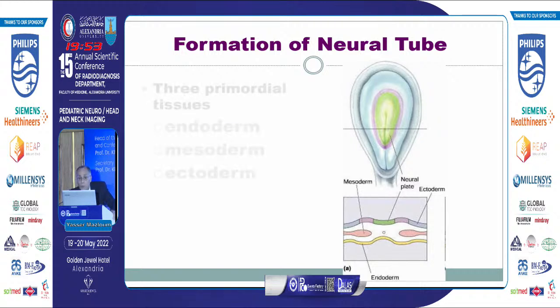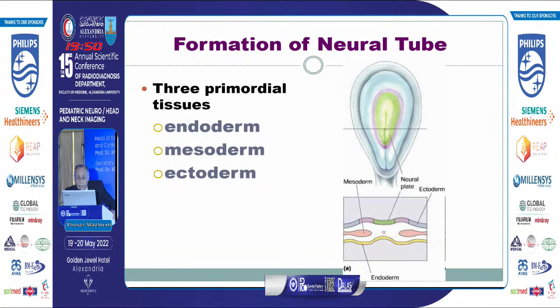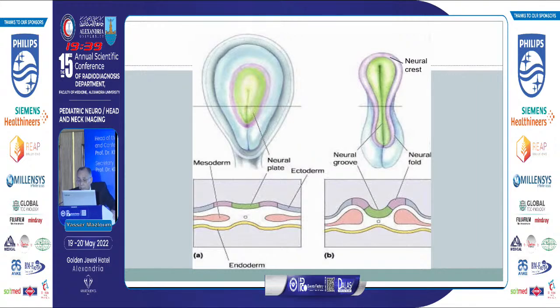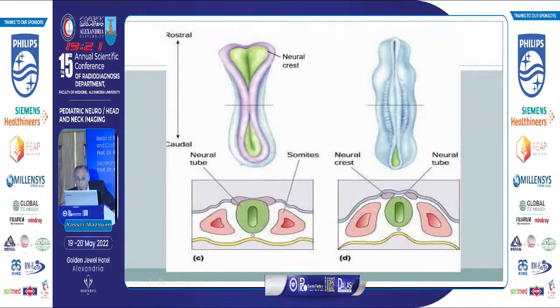First, we all know the three primordial tissues: endoderm, mesoderm, and ectoderm. That's what our body is formed of. Now we are going to concentrate on the ectoderm, which forms the CNS. The ectoderm will bend progressively to form the neural crest, neural fold, and lead to the neural tube.